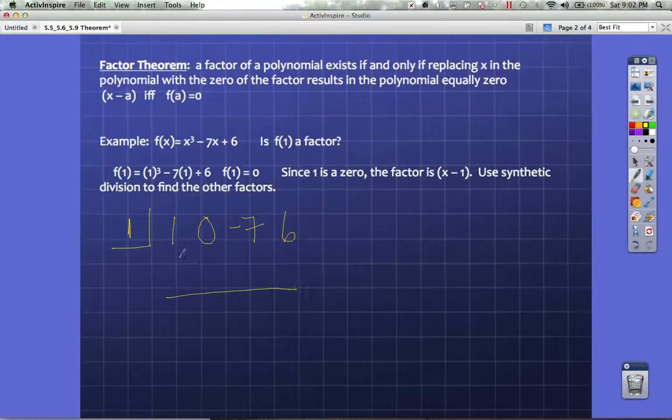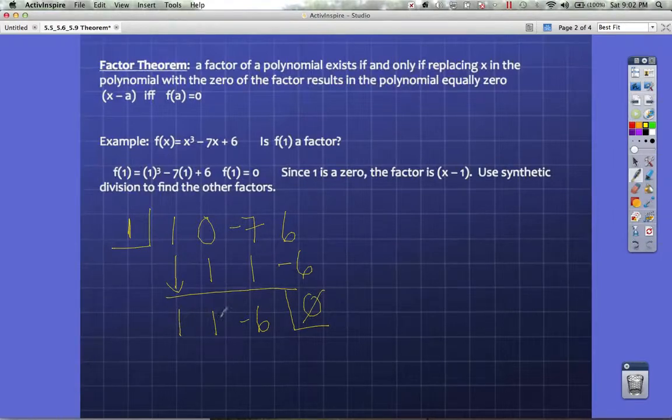Draw your line, bring down the first number. So that's going to be a 1. Then you multiply 1 times 1 is 1. That goes there, and then you add. 0 plus 1 is 1. 1 times 1 again is 1. And then you add. Negative 7 plus 1 is negative 6. Then you multiply 1 times negative 6, which gives you negative 6. And then remember, the last part is always your remainder, which happens to be no remainder.